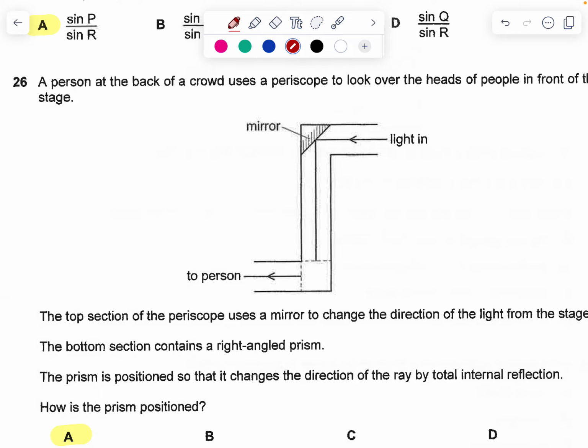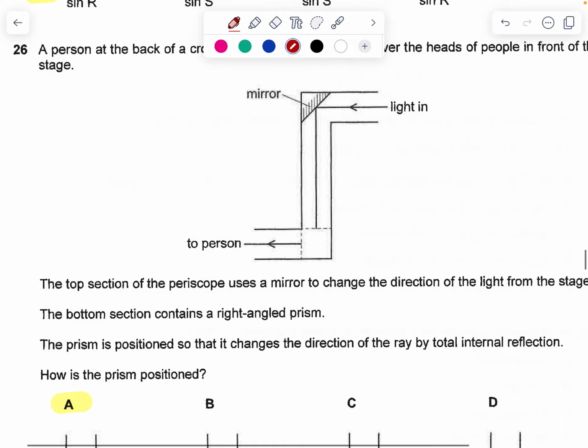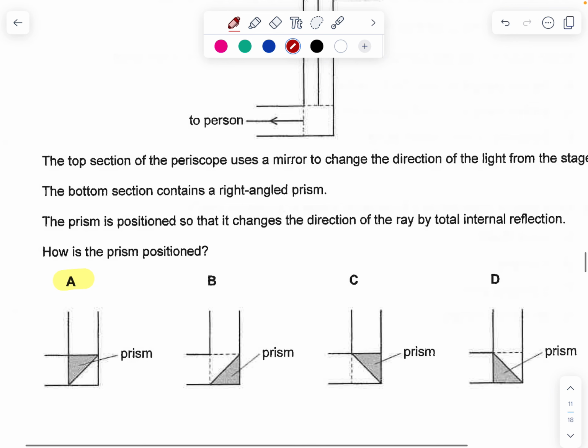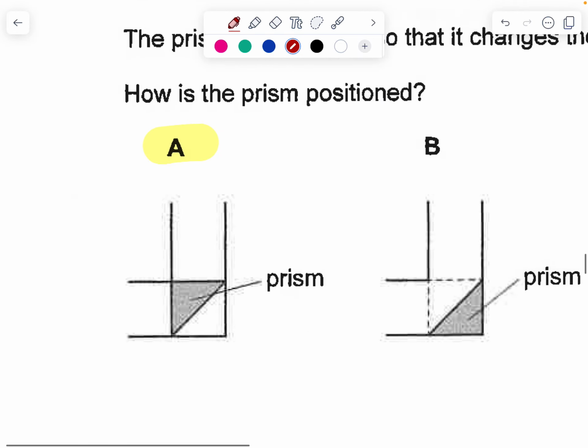Question 26. A person uses a periscope to see. Now they are asking which is the correct position of the prism for total internal reflection, which is A here. Since light enters at an incident angle of 90 degrees, there's no bending, but there's slowing down of light. When it hits this edge of the prism here, it has to undergo total internal reflection to go all the way up.